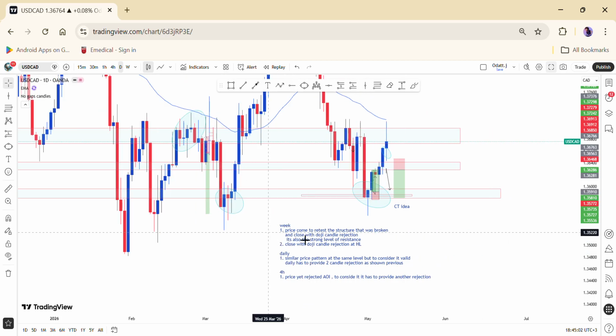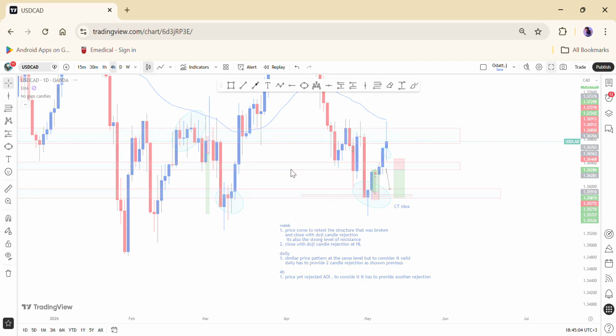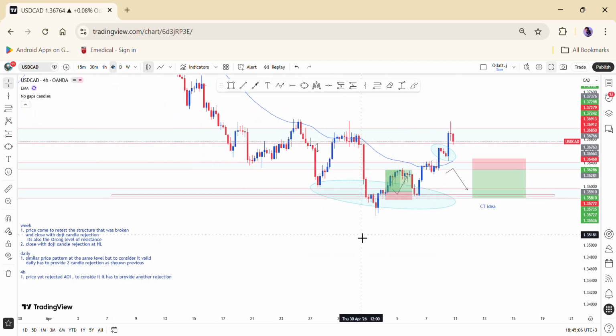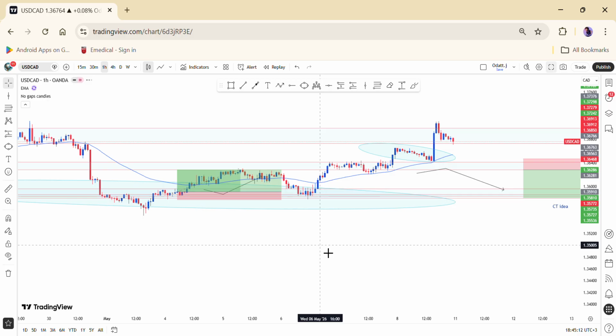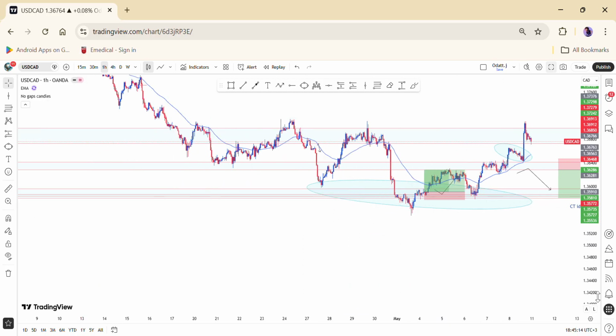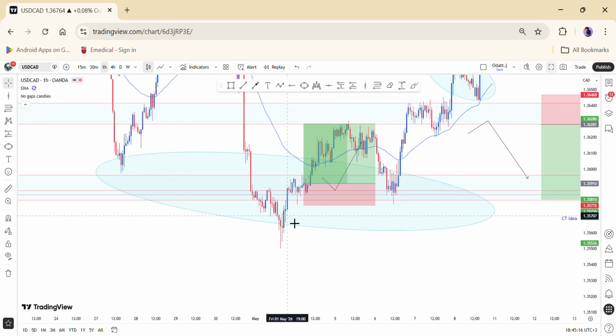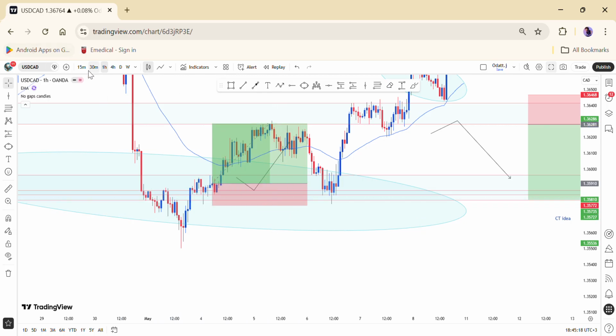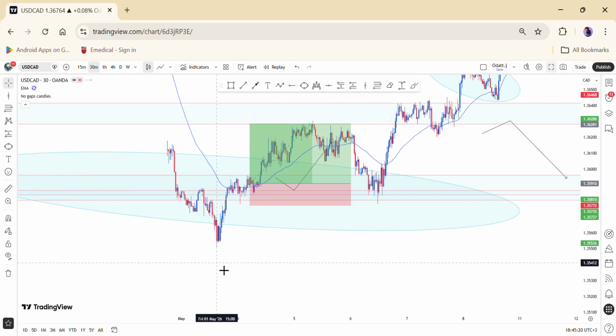So 1 to 4H time frame, where we have that shift of this structure retest, and then 15 minutes break and retest of structure point over here. Break and retest of this structure point. 30 minutes, we are still in the same direction.